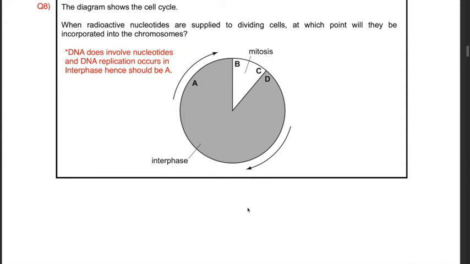B and C are part of mitosis, where DNA replication doesn't occur at all, and D is the start of interphase, which is the G1 phase. And at the G1 phase, there is no DNA replication. DNA replication occurs at the S phase of interphase, and the S phase of interphase should obviously be A, towards the end of interphase. Therefore, A is the correct choice.